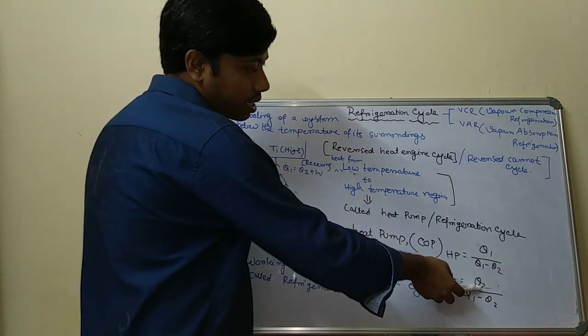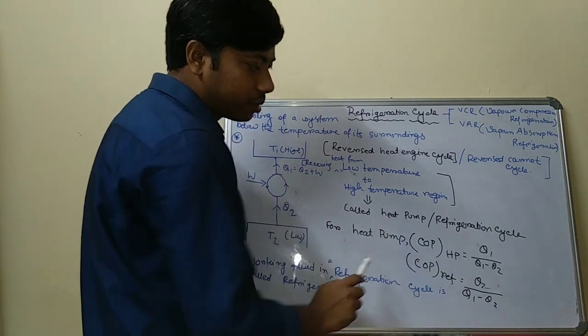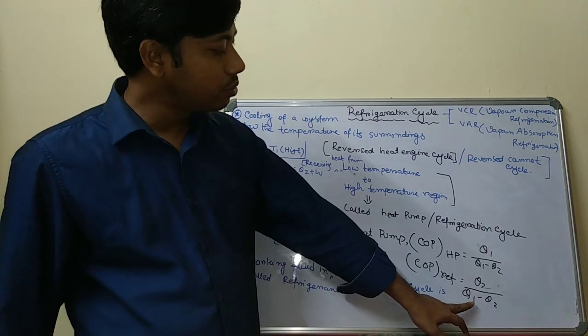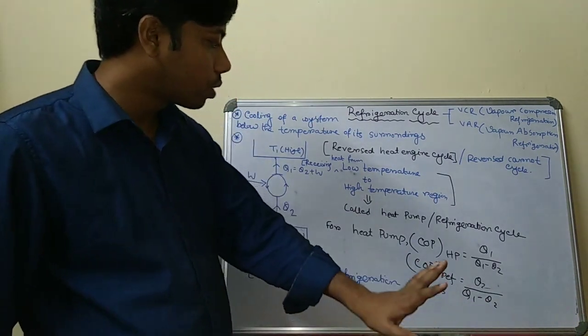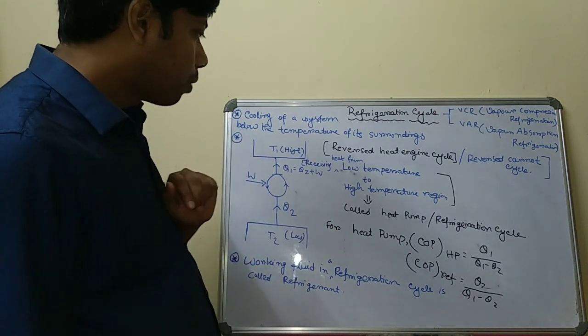So that's why the net refrigerating effect is Q2 divided by the net work done, which is equal to Q1 minus Q2. Okay, and one more point.